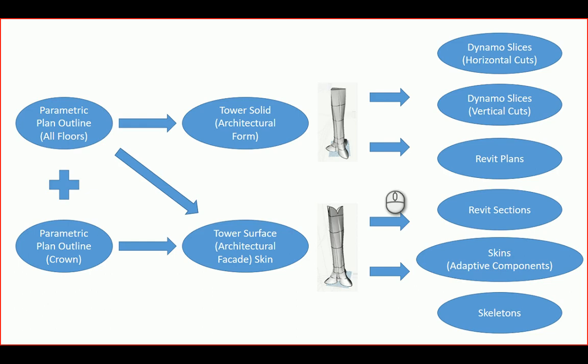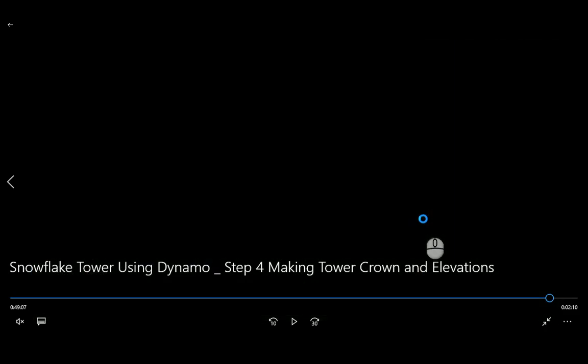Hello everyone. In today's video, I'm going to continue with step five. Actually, continuing from where we stopped last time, after we created the architectural form or the main mass of the Snowflake Tower and also the surface for it. Before we go to this very quick slide that I prepared, I just want to refresh your memories about where we stopped last time.